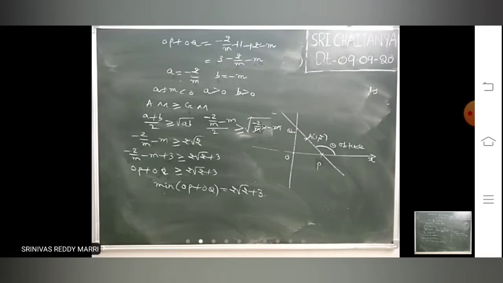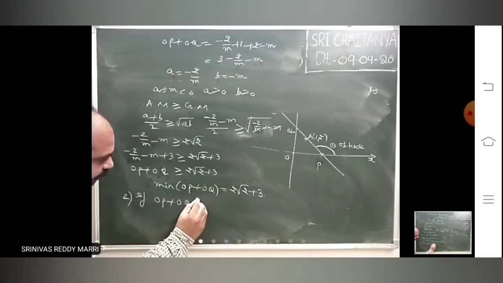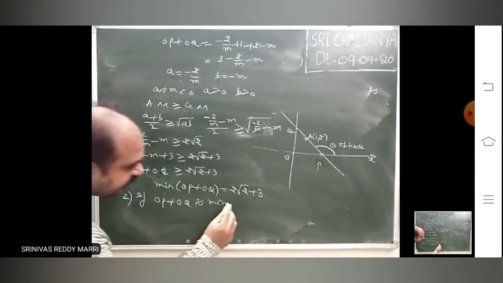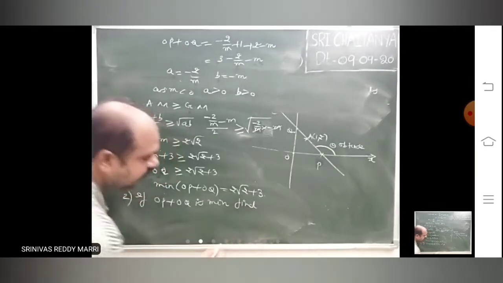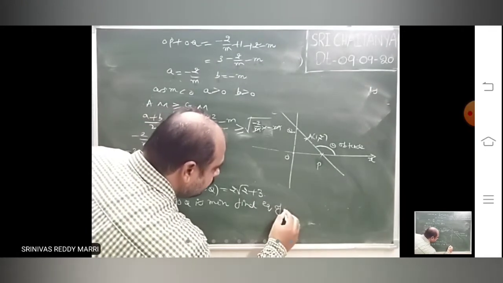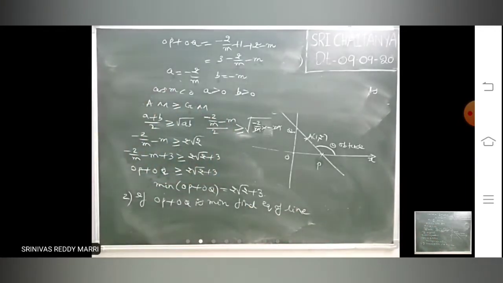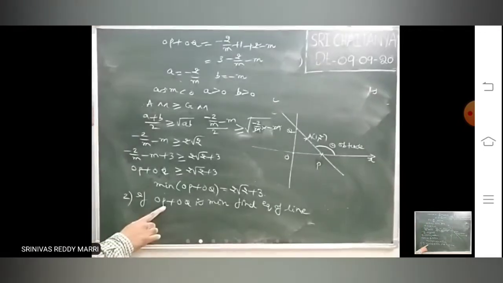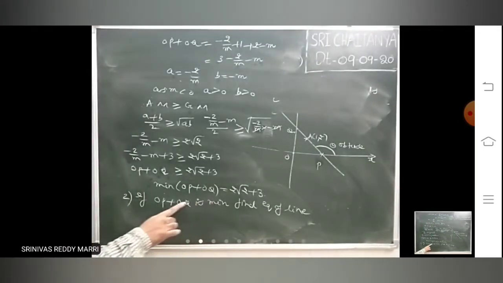Okay, in this only, suppose second question. If OP plus OQ is minimum, find the equation of the line. Suppose if he asks like this. This is the line. He is telling that OP plus OQ is minimum. If OP plus OQ is minimum, find the equation of the line.